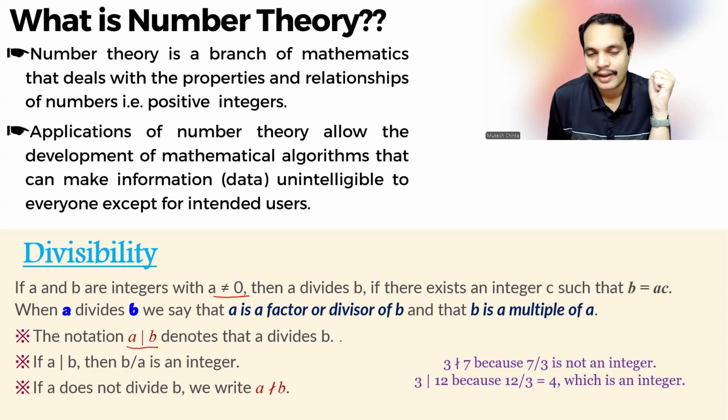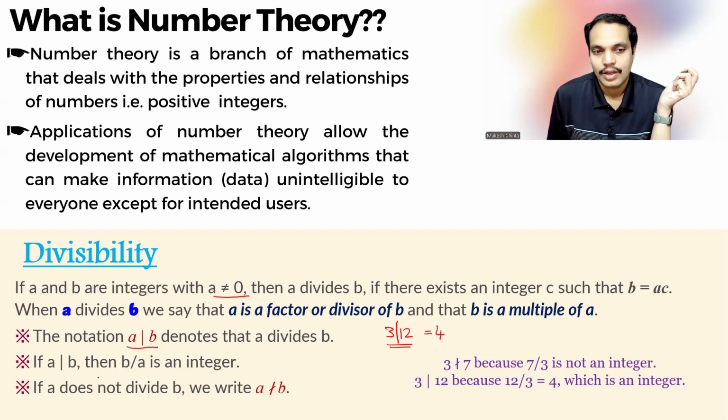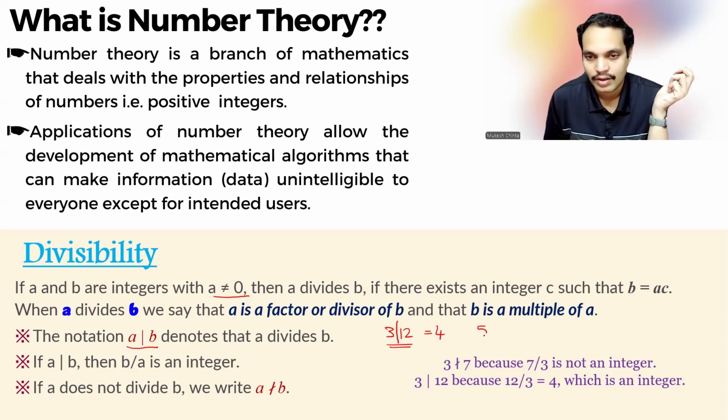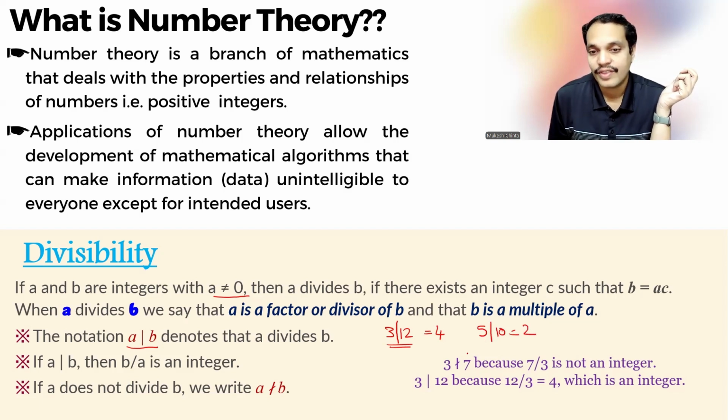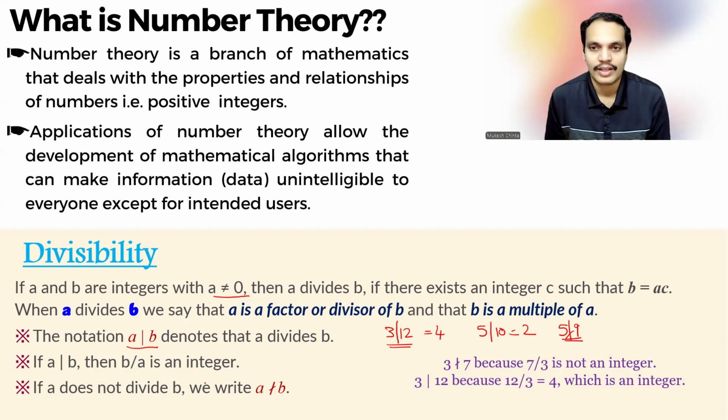Now, to understand this notation, if you write 3 | 12, this is valid because 12 is divisible by 3, since 12 by 3 is equal to 4, which is an integer. Now, if A divides B, then B by A is an integer. You can understand if I write 5 | 10, because 10 divided by 5 is equal to 2. Now, if it's not possible, let us say 5 divided by 9, this is not an integer. So you cannot write it like this, and you have to mention it like this. We write it this way because A does not divide B. These are some basics about divisibility.